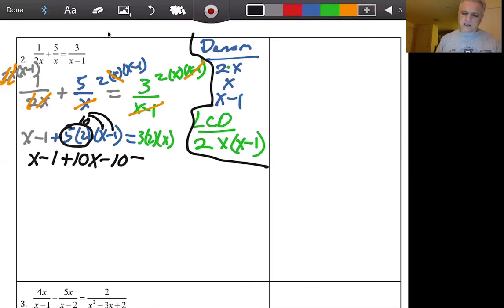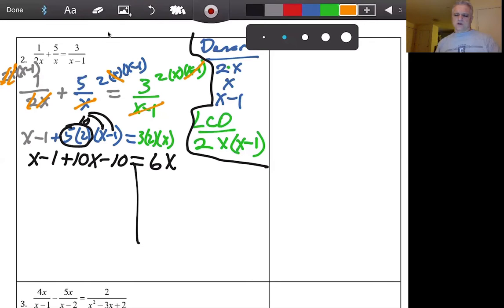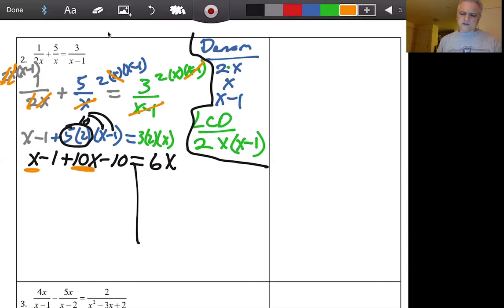Okay. Equals 3 times 2 times x. That's 6x. Okay, well, this isn't too bad at all here. Combine like terms on the left. Let's combine our x's. We get 11x. Let's combine our constants. Minus 11.